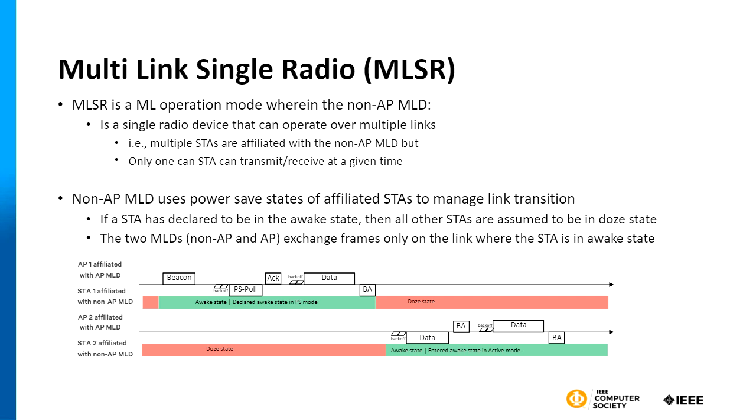So the next slides give an overview of how multi-link single radio, eMLSR, and MLMR operate, but it goes along the train of thought that I just explained. So multi-link single radio, the station is jumping from one link to the other, and in order to make sure that the AP knows that the station is jumping from one link to the other, it uses existing power-save protocols to tell the AP in which link it is actually operating by essentially declaring to be in an awake state on one link at a given time.